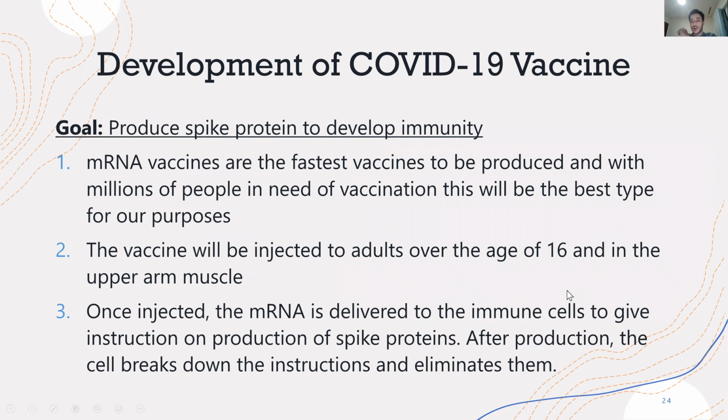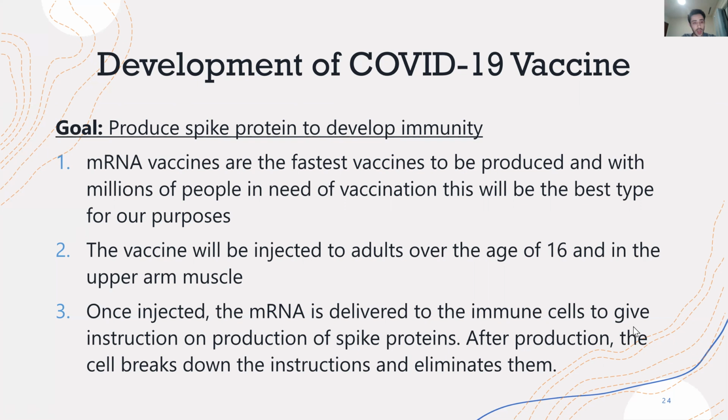So what is the goal? Now that we have the research, we can develop the vaccine. Our goal is to produce the spike protein to develop immunity, as mentioned. RNA vaccines are the fastest vaccines to be produced, and with millions of people in need of vaccination, mRNA vaccines will be the chosen type of vaccine for our purposes, as the pros are much greater than the cons. The vaccine will be injected to adults over the age of 16 in the upper arm muscle.